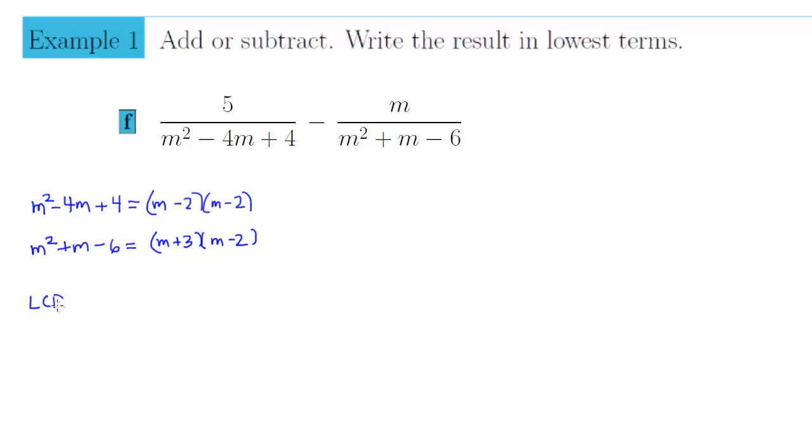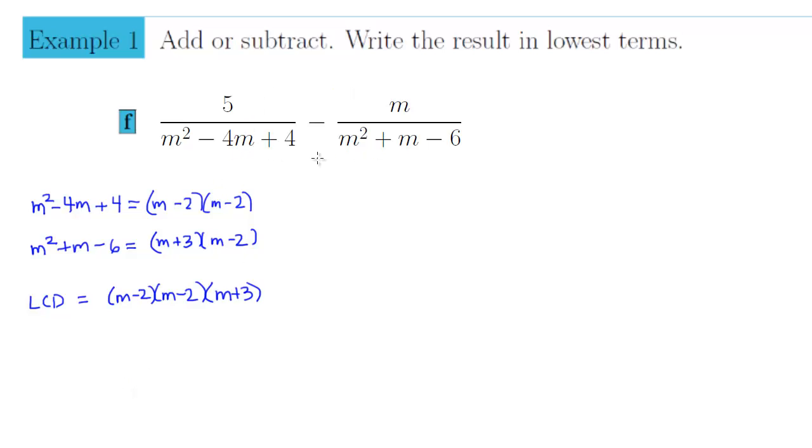Now we have to determine the LCD. The LCD has to contain two factors of m minus 2 to account for both of them in the first denominator, m minus 2 times m minus 2. And it also has to include one factor of m plus 3. So our least common denominator is m minus 2 times m minus 2 times m plus 3.